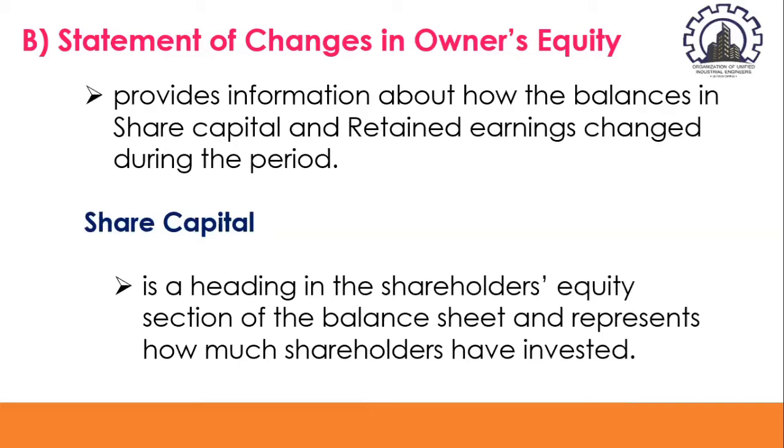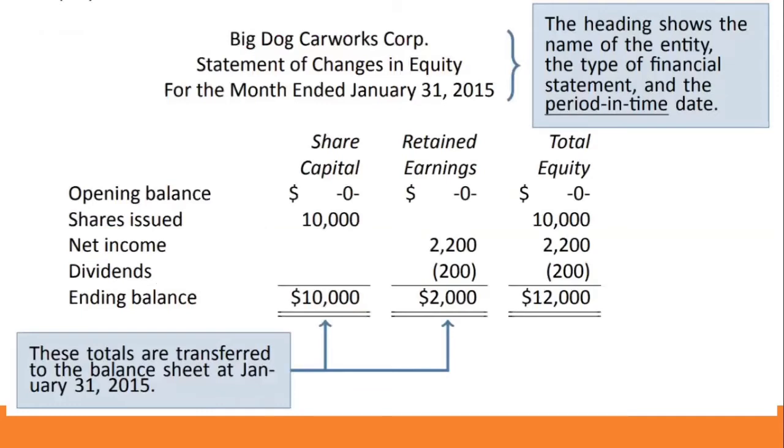Now, the type of ownership unit purchased by Big Dog's shareholders is known as common shares. And other types of shares will be discussed in a later chapter. And also, we need to remember that when a corporation sells its shares to shareholders, the corporation is said to be issuing shares to shareholders. Now, in order for us to better understand statement of changes in owner's equity, let me show you an example. So as you can see, this is an example of statement of changes in owner's equity.